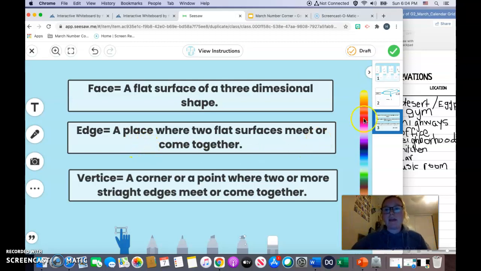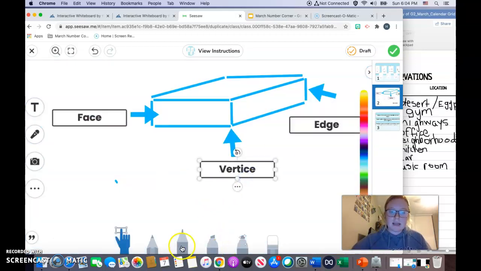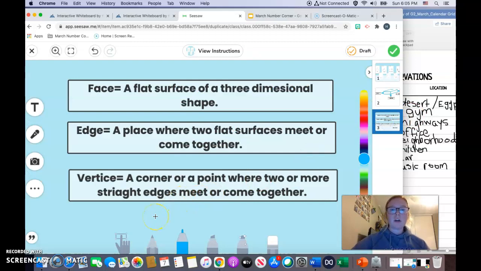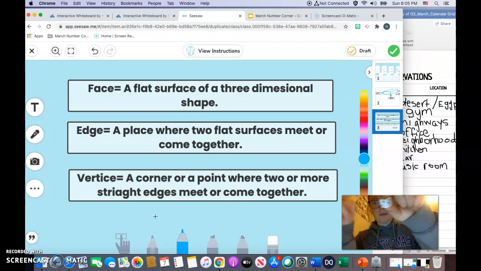Awesome. And then lastly, we have our vertice, which would be this area right here. Our vertice is a corner or a point where two or more straight edges meet or come together. So on the dice, we have the 4, the 2, and the 1. This corner right here, that is our vertice. That's that corner piece or a point piece where all those sides come together.